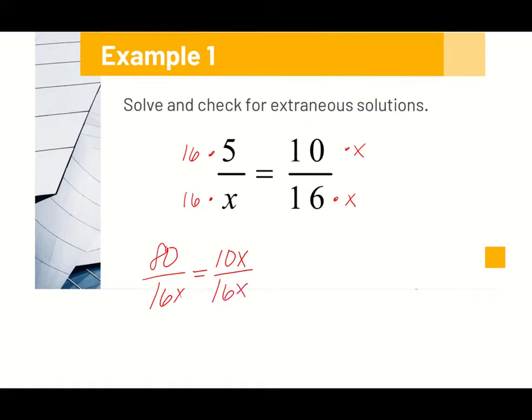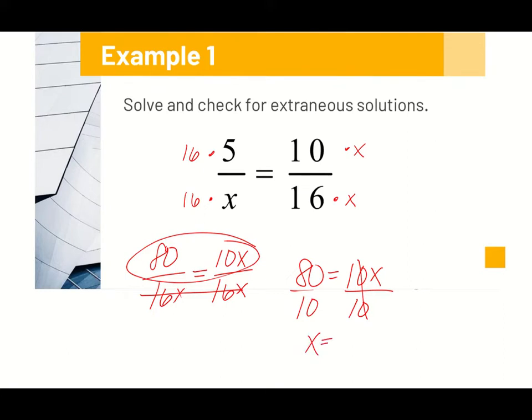And when we're solving a rational, once the denominator is the same, we can just solve for the numerator. So we essentially solve the numerator. 80 equals 10x. We do the inverse operation. 10 is being multiplied by x, so the opposite would be to divide, leaving us with x is equal to 8. So this would be our answer as long as it's not extraneous.